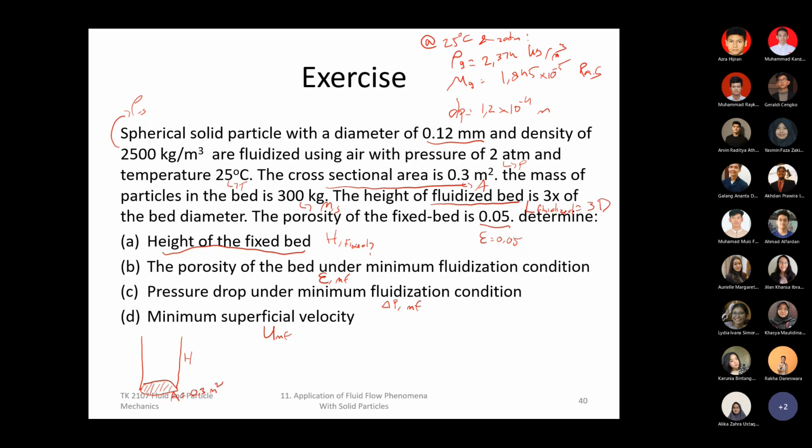Okay, and then also it was known that the mass of the particle is 300 kilogram. So you can imagine at fixed bed condition, it will be dense. Let's say something like that. Okay, that's the height of the fixed bed.